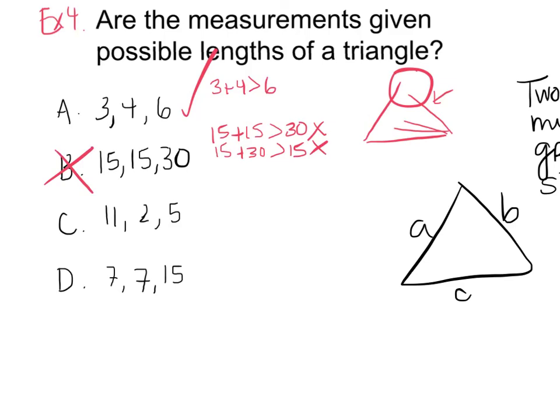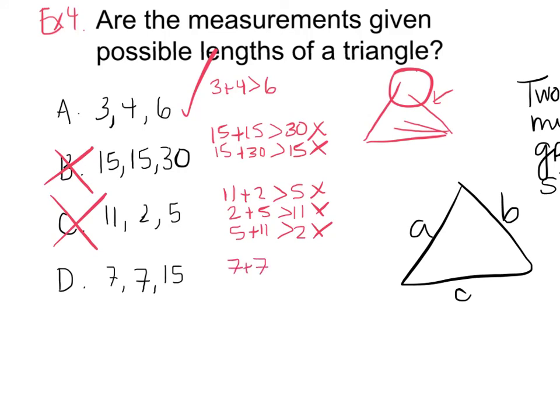Okay, letter C. Is 11 plus 2 greater than 5? No. Is 2 plus 5 greater than 11? No. Is 5 plus 11 greater than 2? No. C could never be a triangle. It would not close. Last one. Is 7 plus 7 greater than 15? No. Is 7 plus 15 greater than 7? No. That means that the only one of these that could really be a triangle is A.